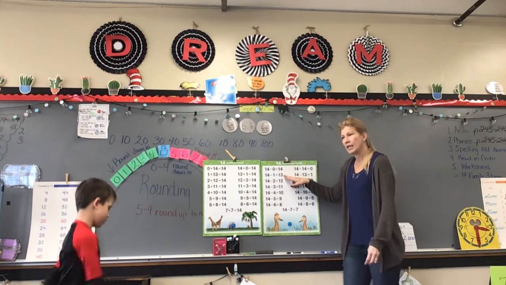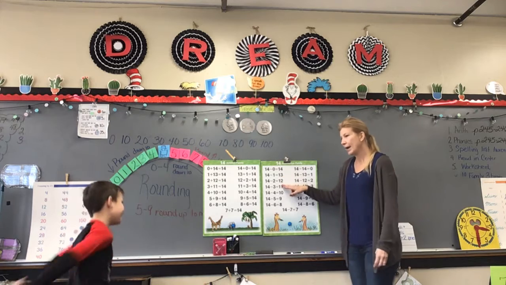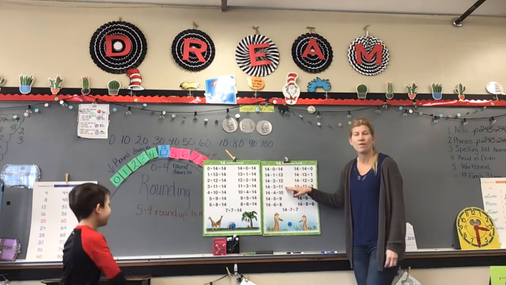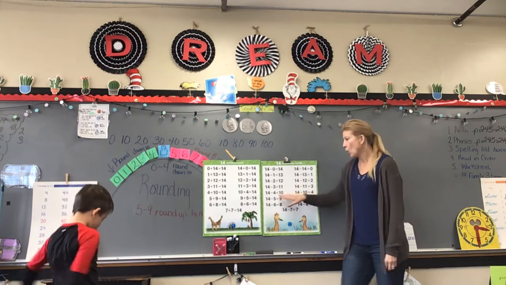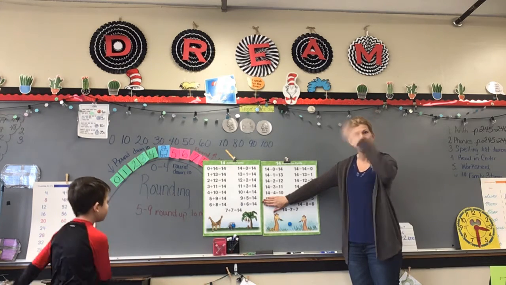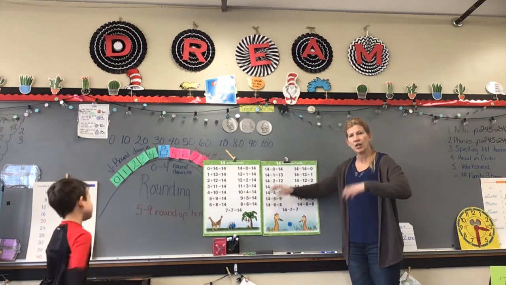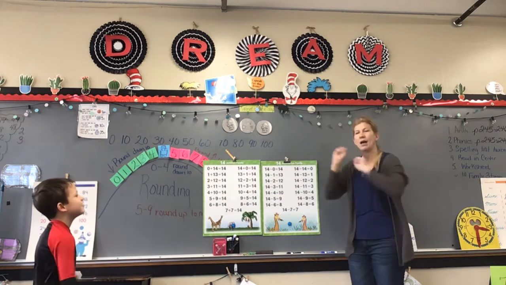14 minus 1 equals 13. 14 minus 2 equals 12. 14 minus 3 equals 11. 14 minus 4 equals 10. Good job. Now we're going to start over and say it again. This time, I want you to go up high, okay?